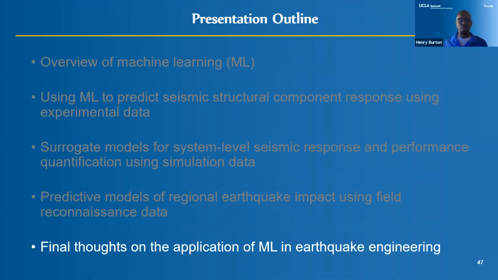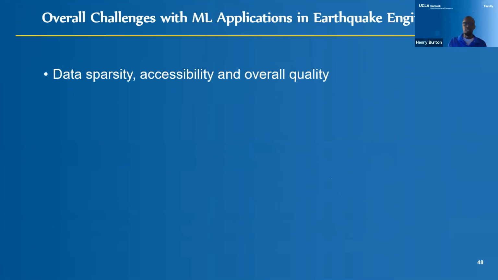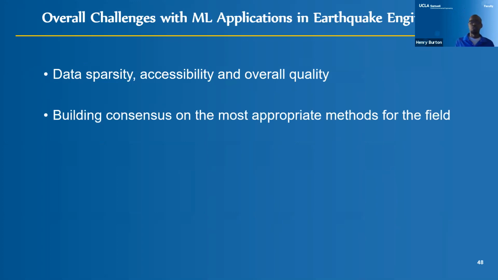And so, as promised, I'll wrap up with some final thoughts on some of the challenges with applying machine learning in earthquake engineering. One of the biggest challenges is the data sparsity, accessibility, and the overall quality, right? As I mentioned before, if you take, for example, the regional damage prediction, that model was based on a single data set. And so we need to collect many more of those types of data sets before we can start talking about having a model that we have confidence in, right? And we also need to get better at curating the data that we do collect, such that we have trust in that data. Because again, these machine learning models are fully data dependent. So if the data is not good, the model is not going to be good.